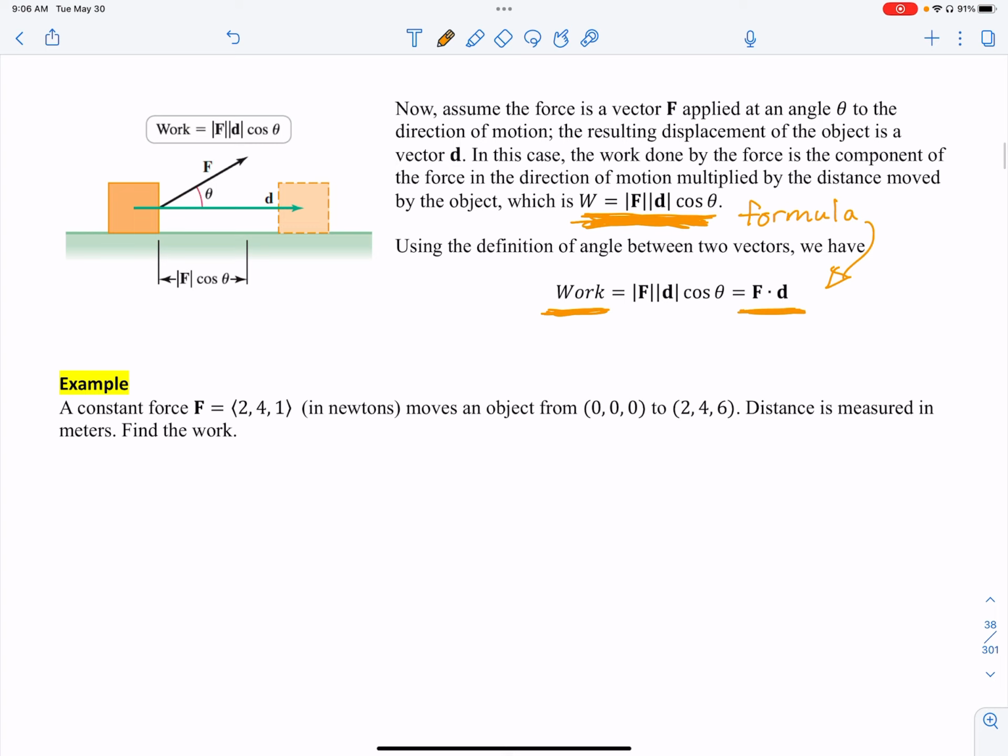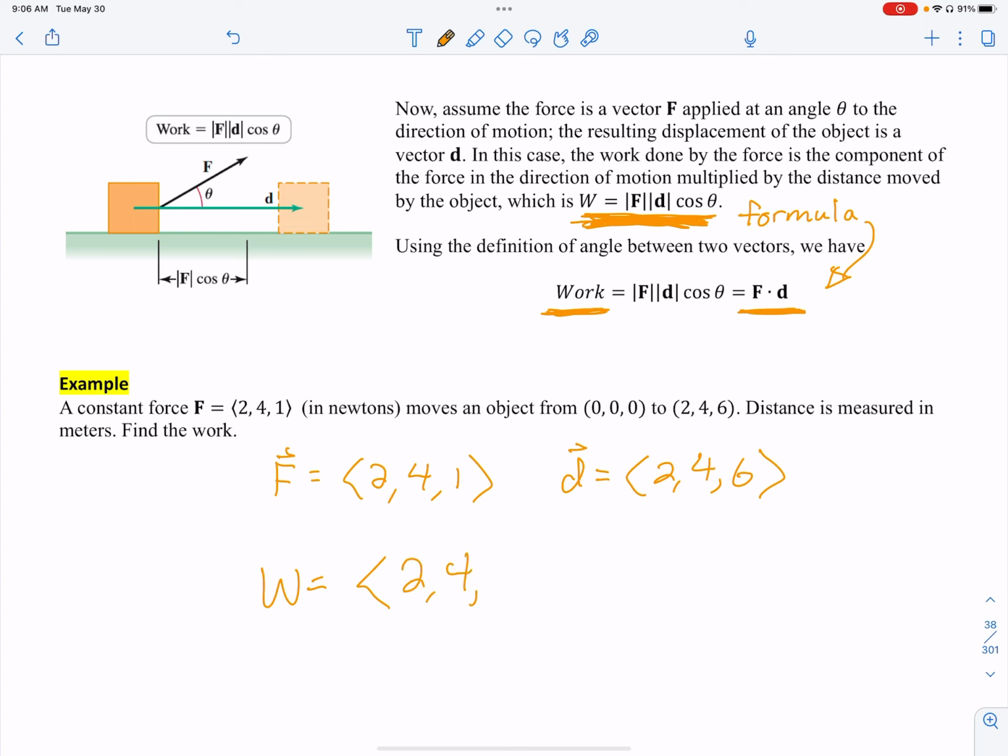All right, take an example here. A constant force F = <2, 4, 1>, in newtons, moves an object from (0, 0, 0) to (2, 4, 6). Distance is measured in meters. So I have a force vector, and they want us to find the work. The force vector is <2, 4, 1>. The distance vector, from those points, is <2, 4, 6>. We just subtract them; luckily, we started at 0, 0, 0. And then to find the work involved, I just dot the two.